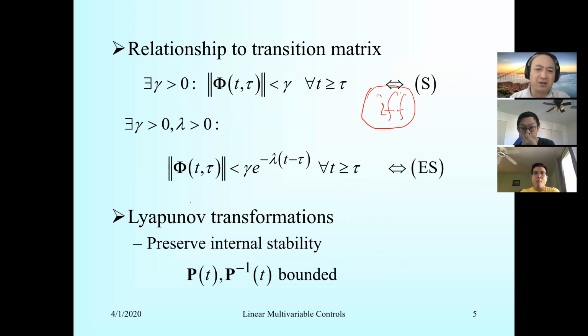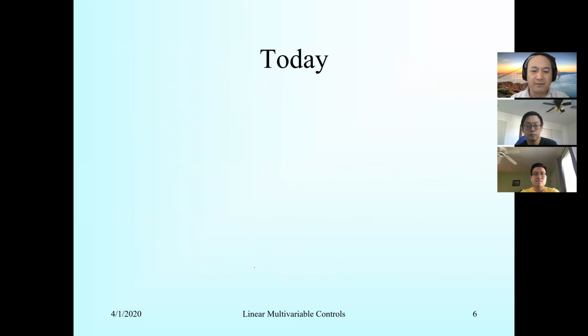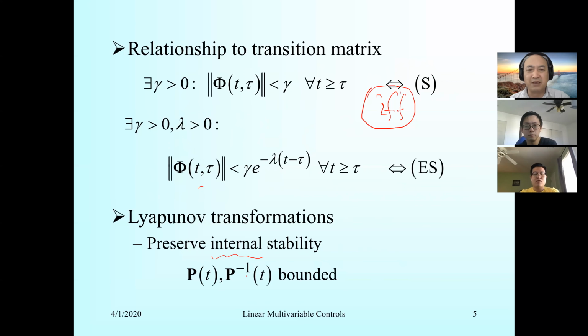The reason we use the term internal means we didn't apply any external input U yet. So it's intrinsically stable without control. So it's called internal stability. We introduced the Lyapunov transformation, P inverse bounded for all t, and we found the internal stability will not be changed.